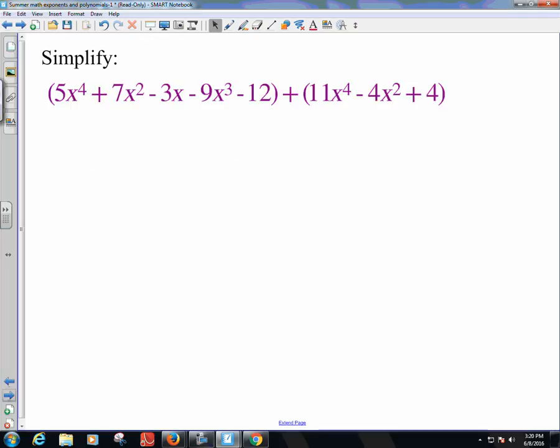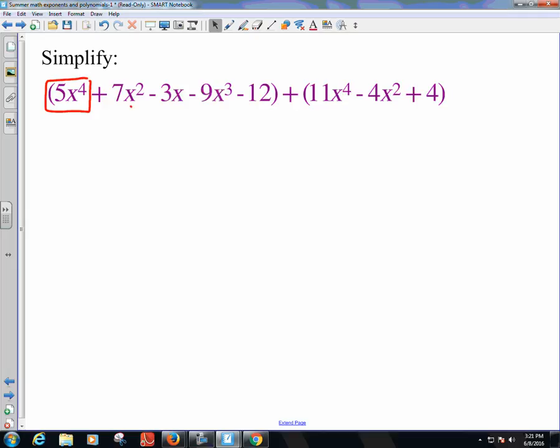The first thing that we're going to do, I'm not doing reminders to get us started because hopefully this was part of the chapter that was relatively easy for us. So we're going to combine like terms. So this is 5x to the fourth plus 7x squared minus 3x minus 9x cubed minus 12 plus, in parentheses, 11x to the fourth minus 4x squared plus 4, and that is a doozy. So I'm just going to put a square on the first term, and then I'm going to go through.